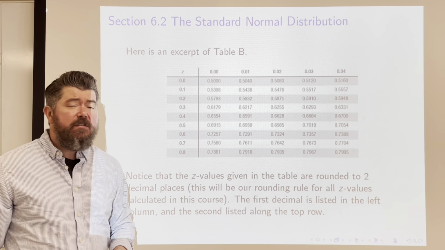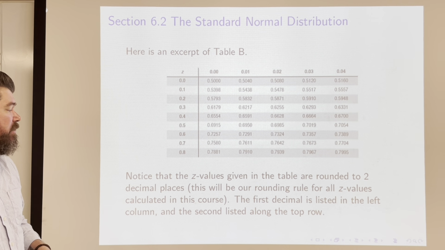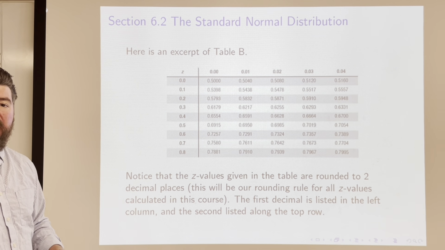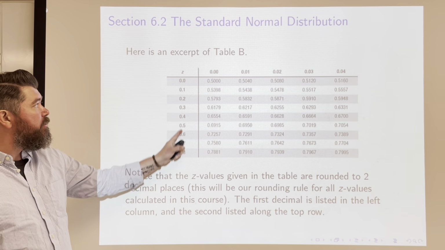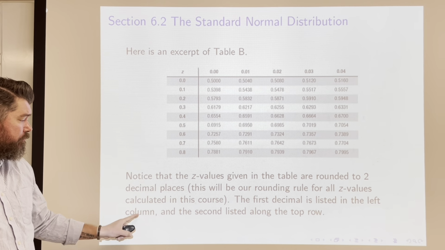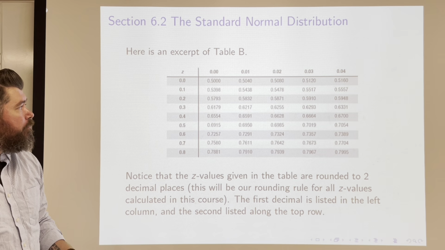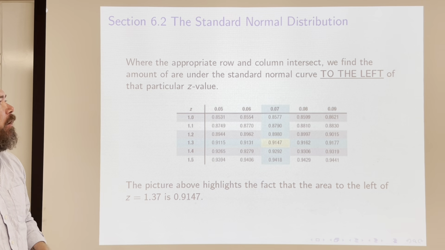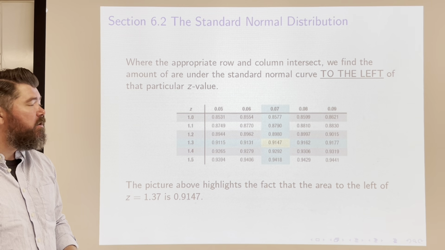Here's an excerpt of Table B. Notice that the z values given in the table are rounded to 2 decimal places. This will be our rounding rule for all z values calculated in our course. The first decimal is listed in the left column. Notice that I have my z column and I have 1 decimal value. The second decimal is listed along the top row. Where the appropriate row and column intersect, we find the amount of area under the standard normal curve to the left of that particular z value.